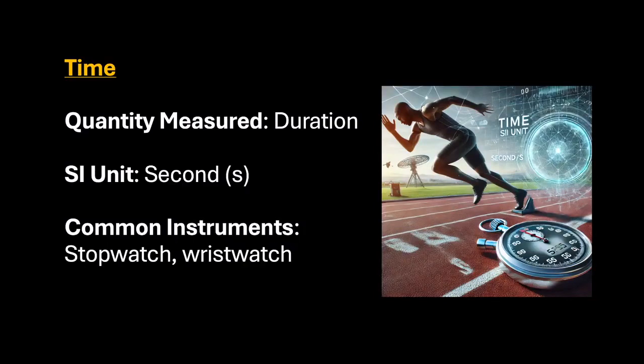Now it is time to talk about time. Well, time is a quantity which helps us in measuring the duration, right? The SI unit of time is second, which we write as small s. The different instruments that can be used are stopwatch, wristwatch, etc.